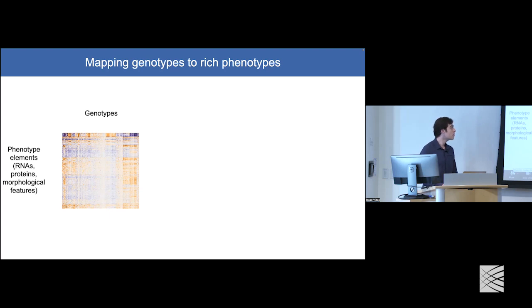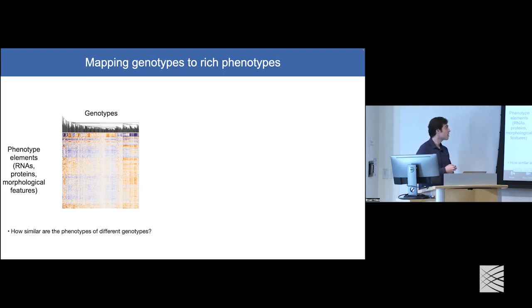And so, for example, one kind of analysis that you can do when you are measuring the impact of many genotypes on many phenotypes is you can understand how similar the phenotypes are of different genotypes. So for example, you can use some similarity metric across these phenotypes. And that can often give some insight into how functionally related the two genes whose genotypes you're messing with might be.